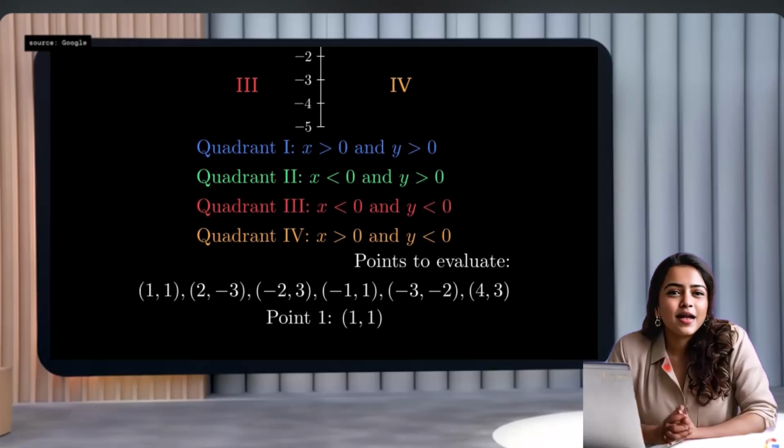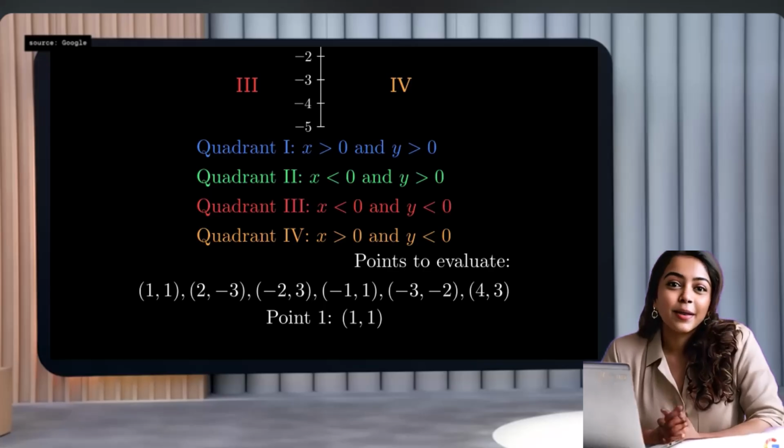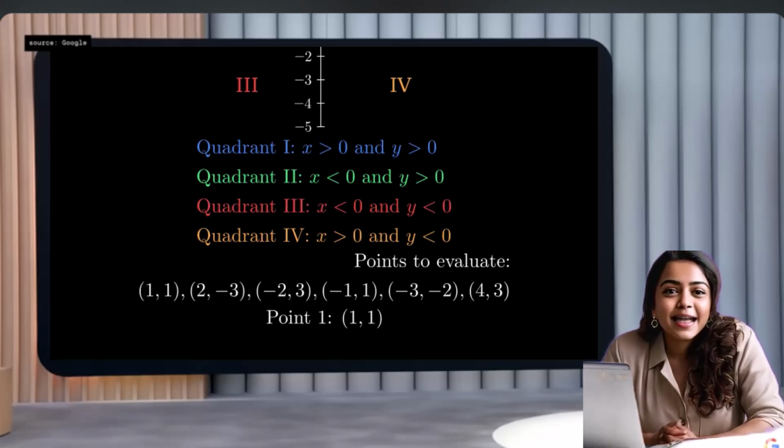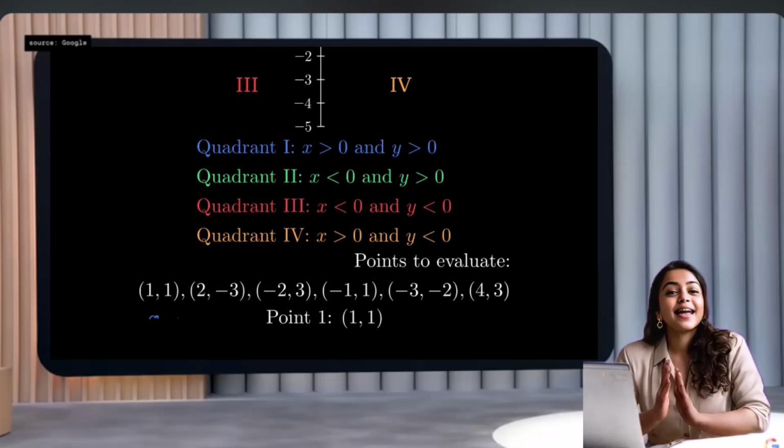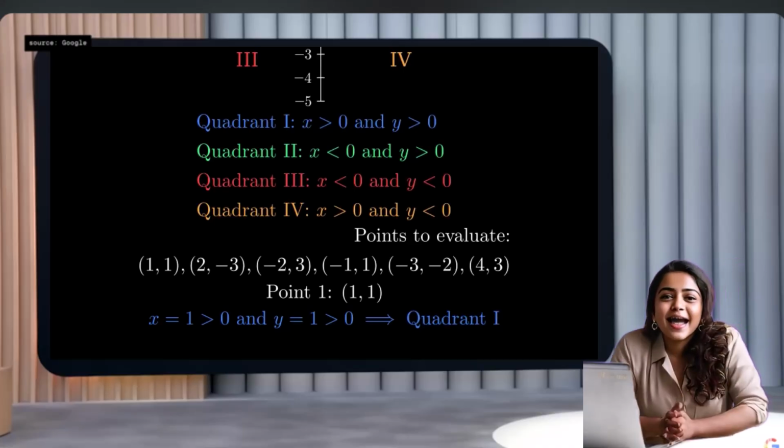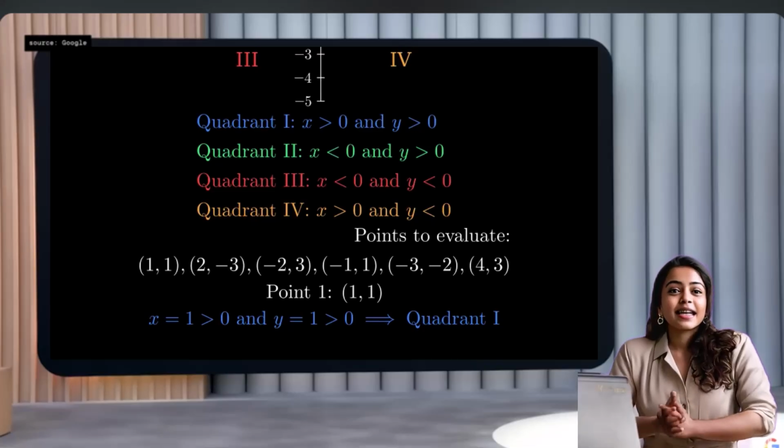First, we have the point (1, 1). Here's where (1, 1) is located on our coordinate plane. Since x equals 1, which is greater than 0, and y equals 1, which is also greater than 0, this point lies in quadrant I.